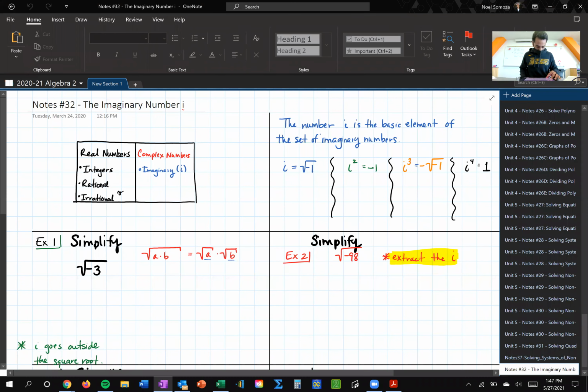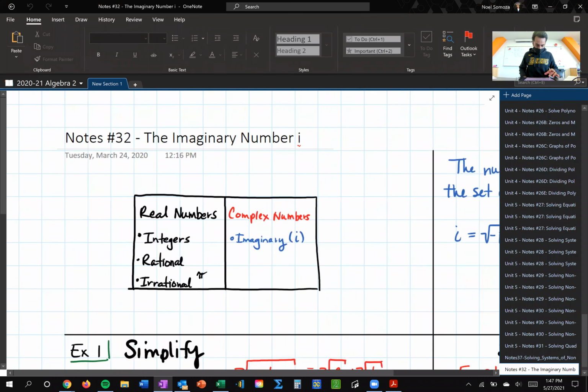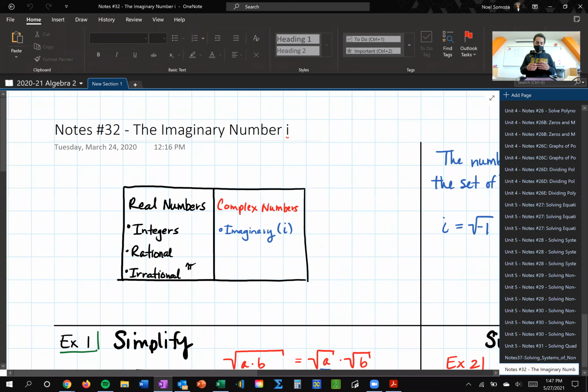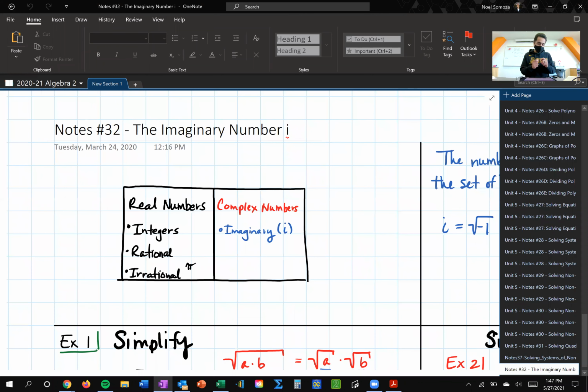All right, so let's begin here with the first day of complex numbers. The first day of complex numbers has us take a look at the imaginary number i. We've been a little bit familiarized with i. We ran into it in an example back when we were still in Unit 5. Today we're going to dive a little bit deeper into this idea of what is i.